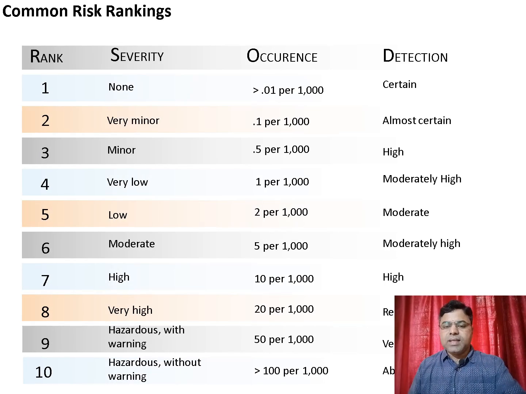This is a chart of common risk rankings, and based on this chart we can find the proper ranking for the given failure, and we will calculate an accurate RPN number. So friends, we have to use this risk ranking chart.